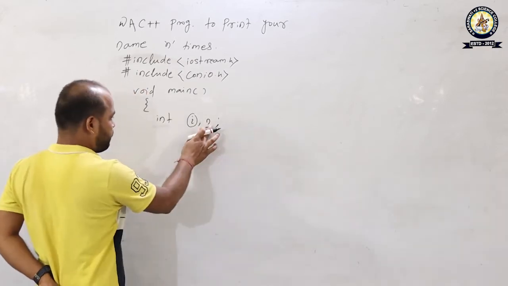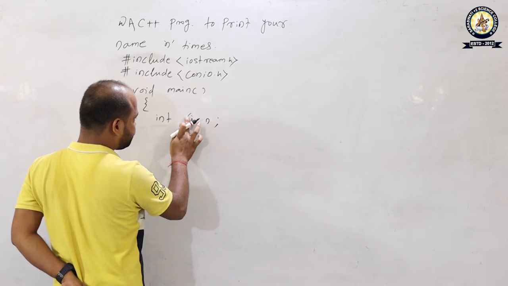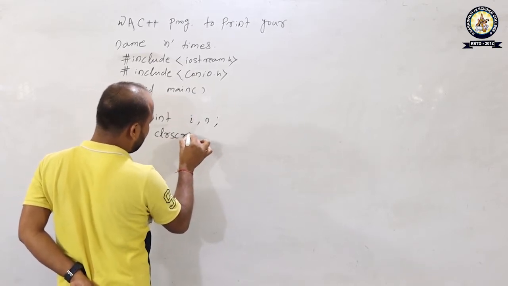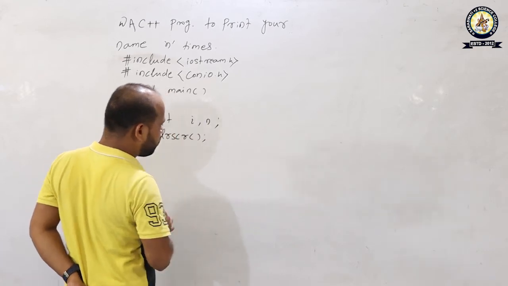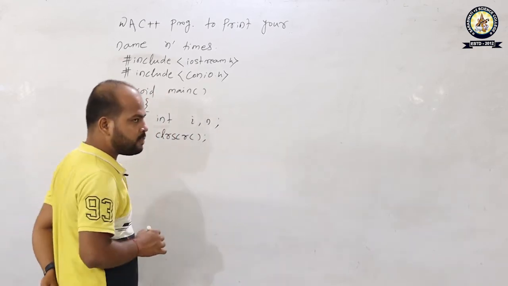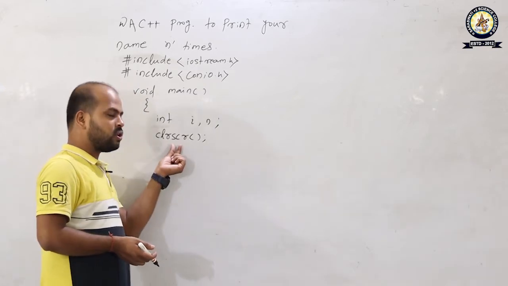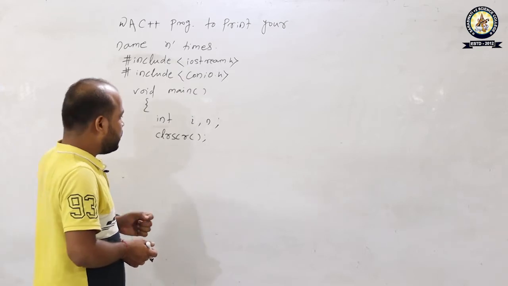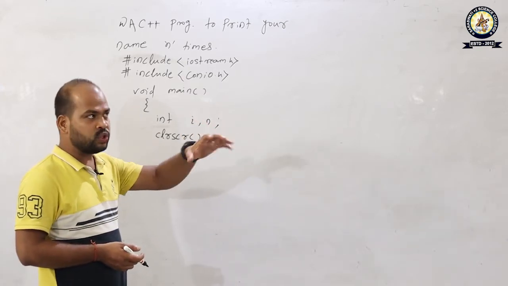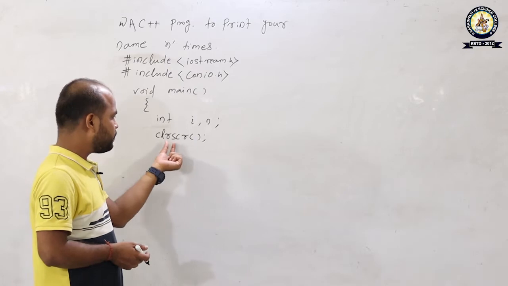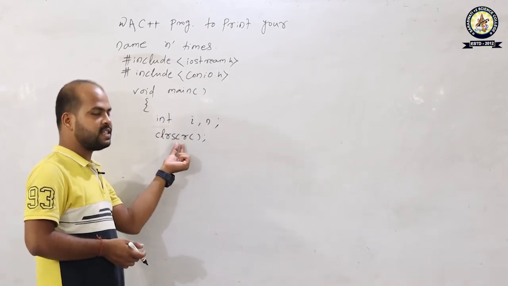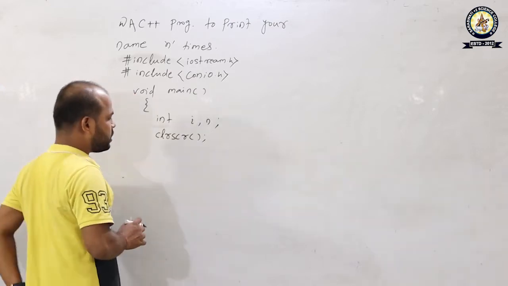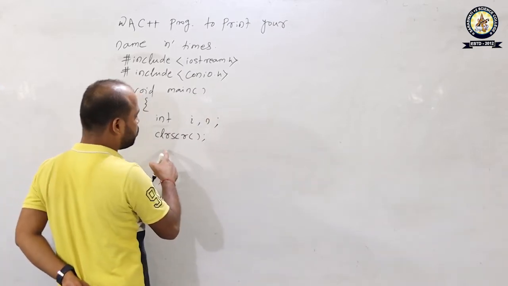Okay, then after that I will write the clrscr function. What is the purpose of the clrscr function? Actually, this function is used to clear the output screen. If you want to display your output in a clear window, then you have to use the clrscr function, that is the clear screen function.